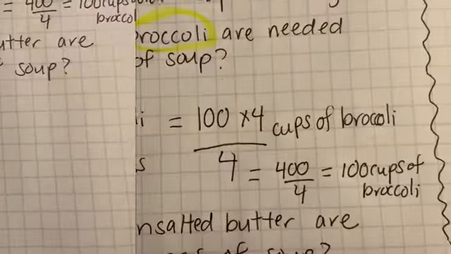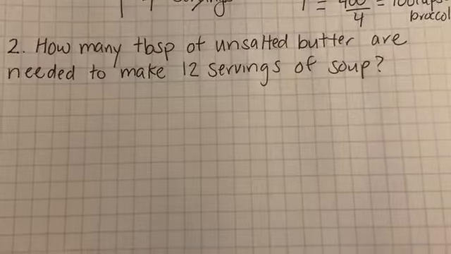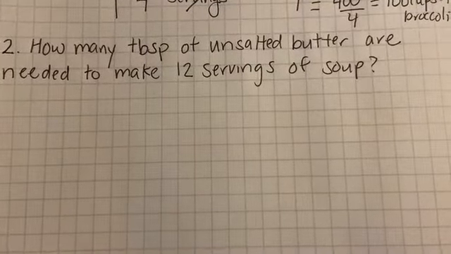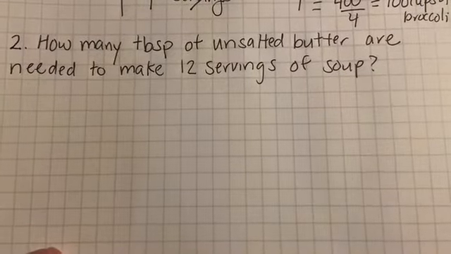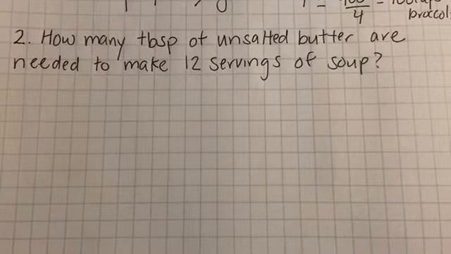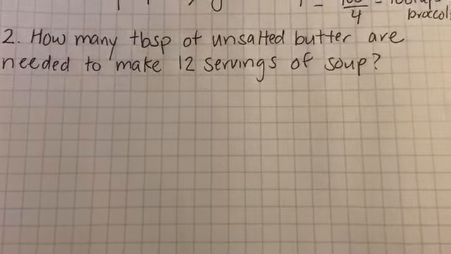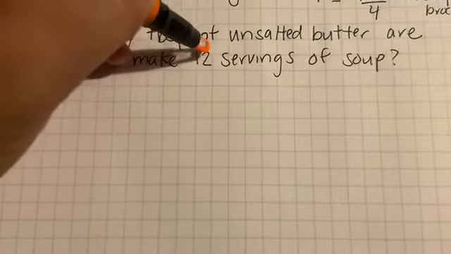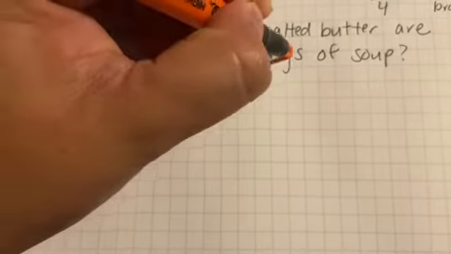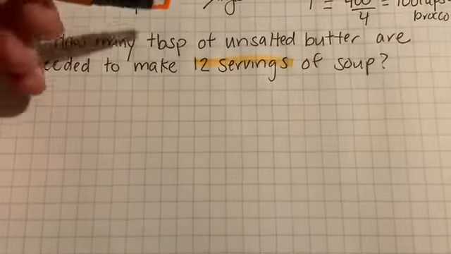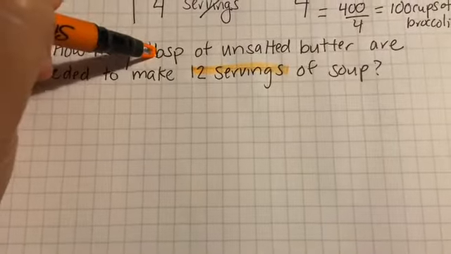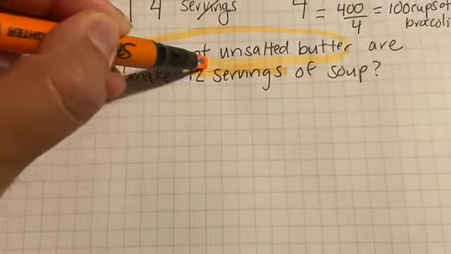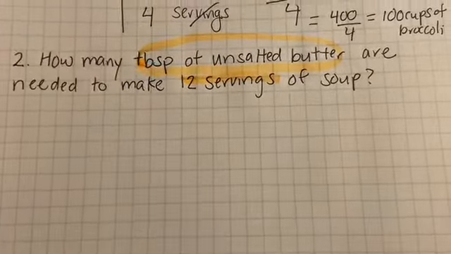Okay. Number 2, it asks how many tablespoons of unsalted butter are needed to make 12 servings of soup. So what am I given? Remember, my given always has a number next to it. So if I look at my problem, it says I am given 12 servings, okay? And I want my answer to be in tablespoons of unsalted butter. Sorry about my bad highlighting.